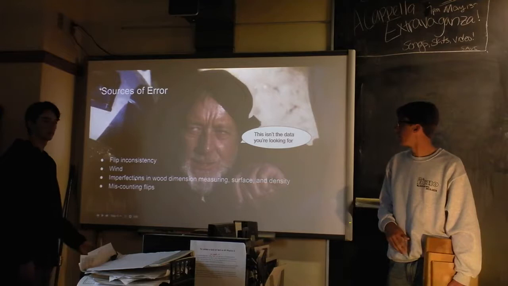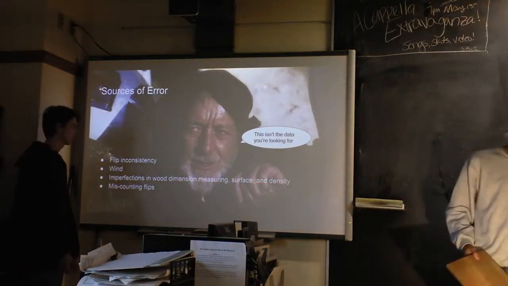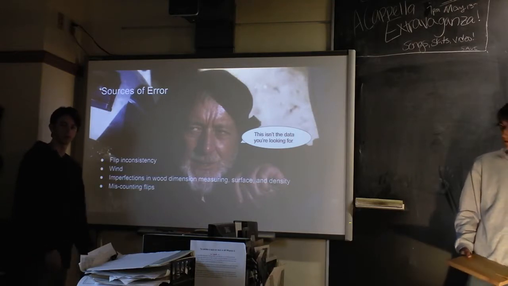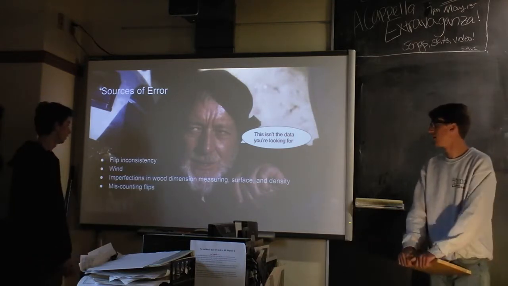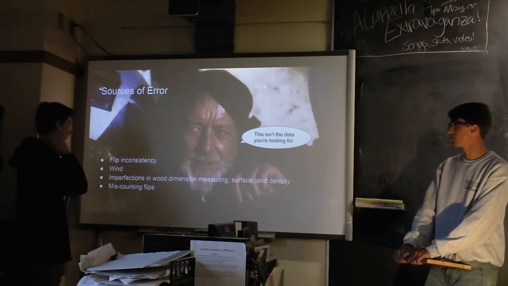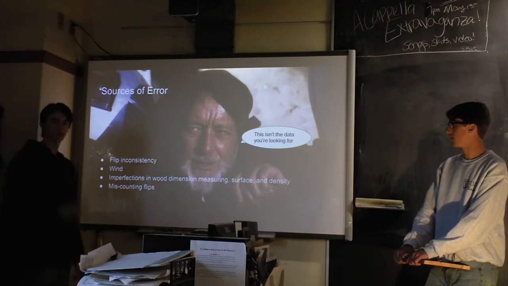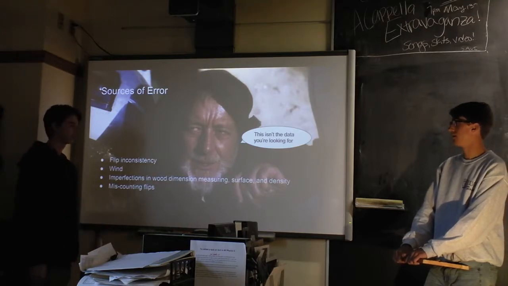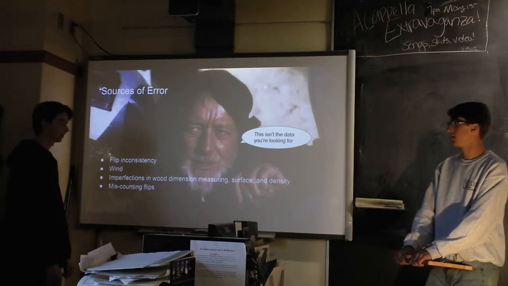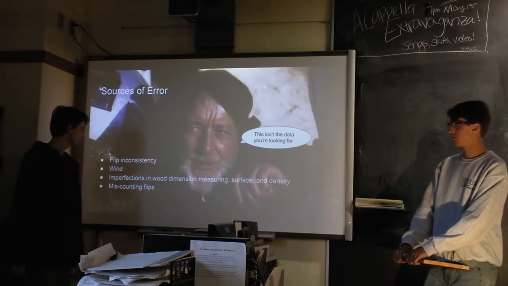Sources of error in there. Well, flip inconsistency, because not every flip is the same, so some flips might make it spin. And wind could vary on different trials, and imperfections in the wood, measuring surfaces, density. And then it was kind of hard to analyze the flips, so that could contribute.